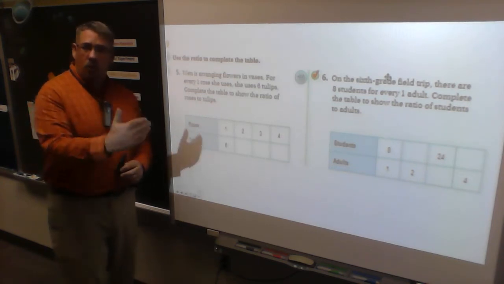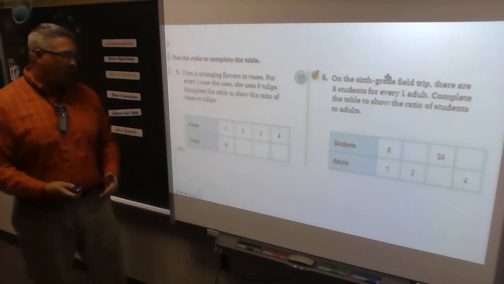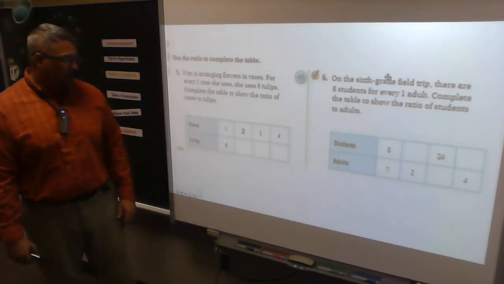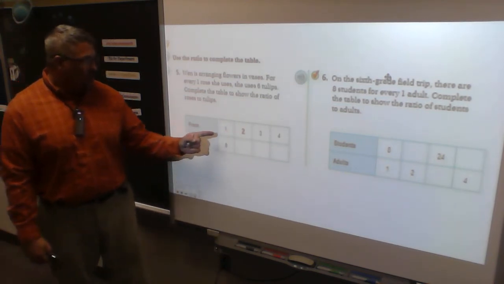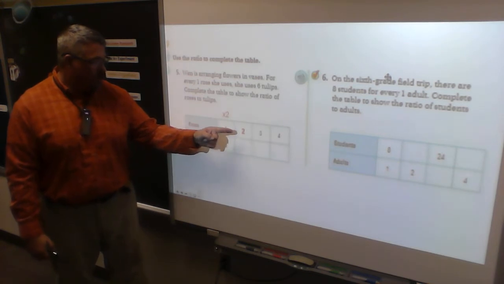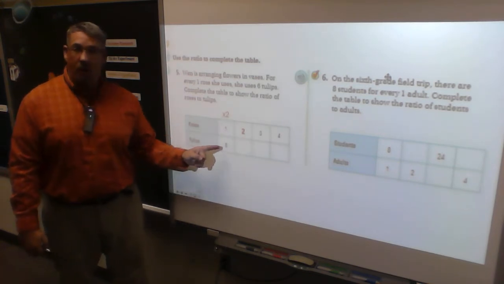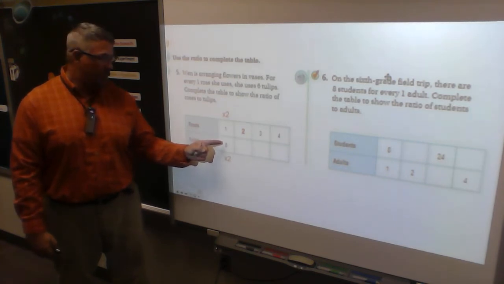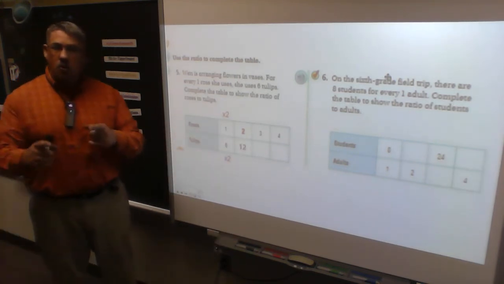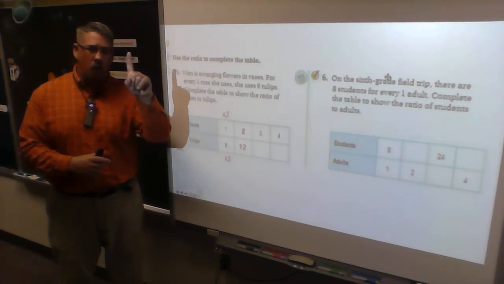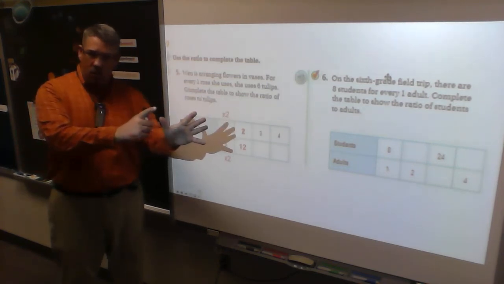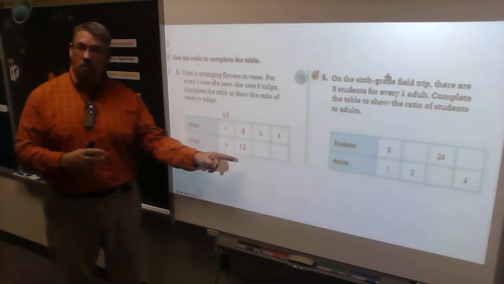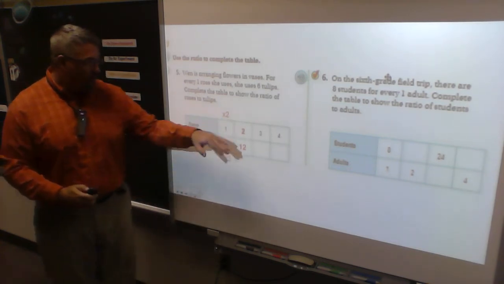If I'm going to 2 roses then, well, what did I do to the 1 to get to the 2? Well, I multiplied it by 2, right? So if I'm multiplying 1 by 2 to get 2, then I have to multiply my 6 by 2. And 6 times 2 gives me what? Gives me 12. So it should make sense that for every 1 rose, I end up using 6 tulips. So if I have 2 roses, I'm going to have 12 tulips. All right? Well, what about the 3?